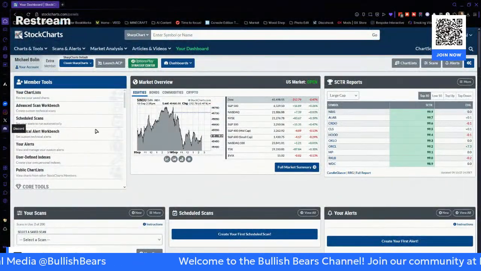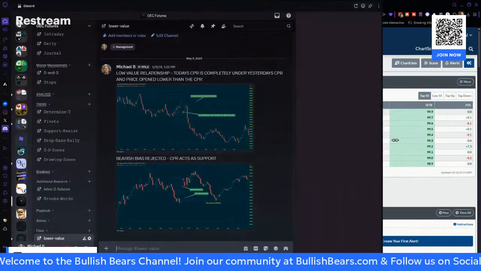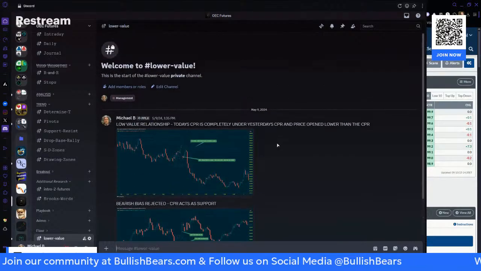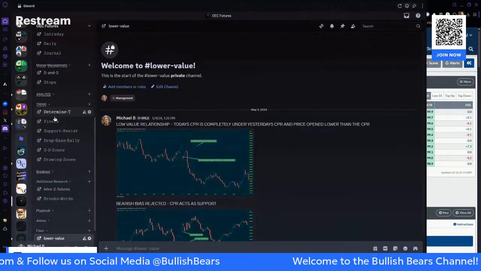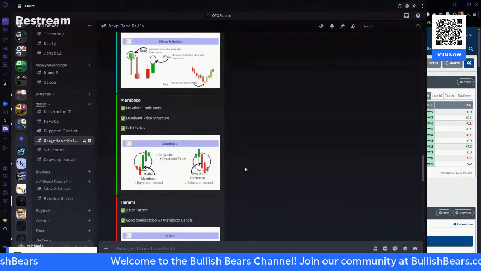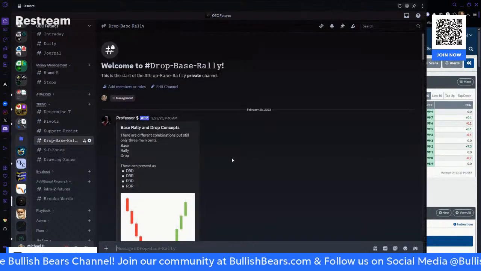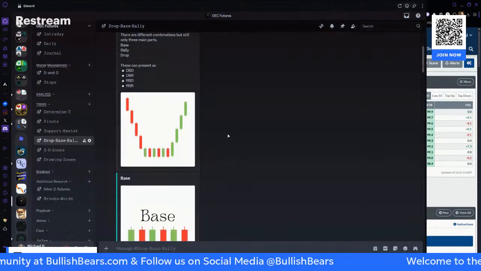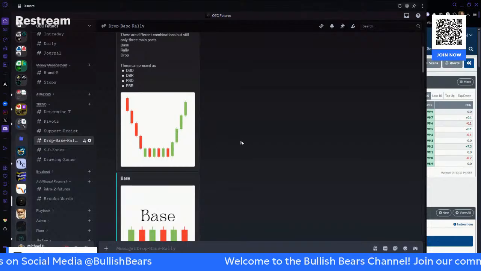So, pretty common knowledge. I like to use Discords to develop my playbook, to keep research, all that kind of stuff. This is a Discord that I built a long time ago, and it's focused on things like drop base rally and turning points, pivot points, that sort of thing. Drop base rally is a really old concept, goes to the heart of supply and demand and liquidity zones, that sort of stuff.